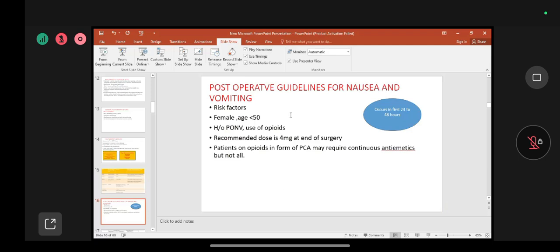Postoperative guideline for nausea and vomiting. Risk factors in this condition: it occurs in the first 24 to 48 hours, and the risk factors are female gender, age less than 50 years, previous history of postoperative nausea and vomiting, and use of opioids during the intraoperative and postoperative period. Recommended dose is 4 milligram ondansetron at end of surgery.